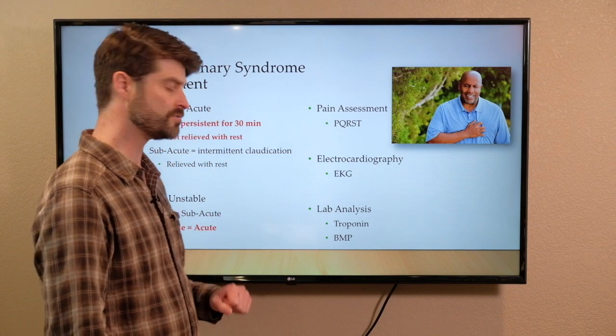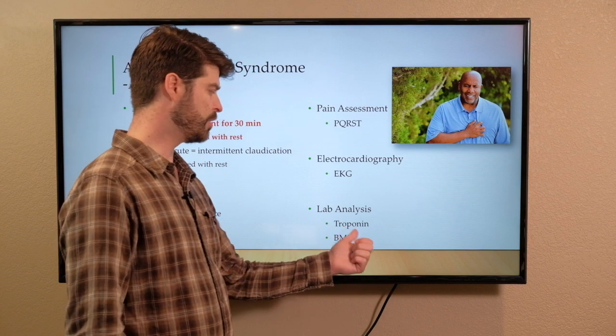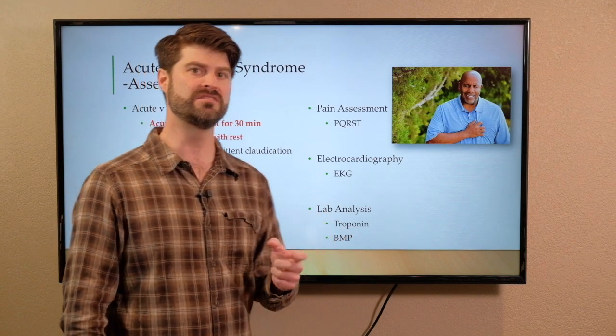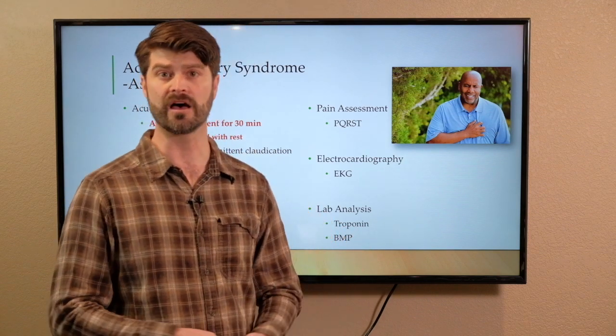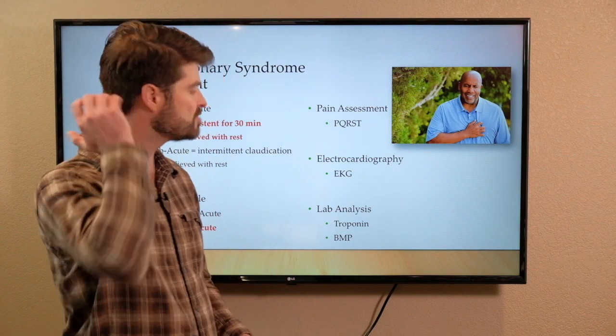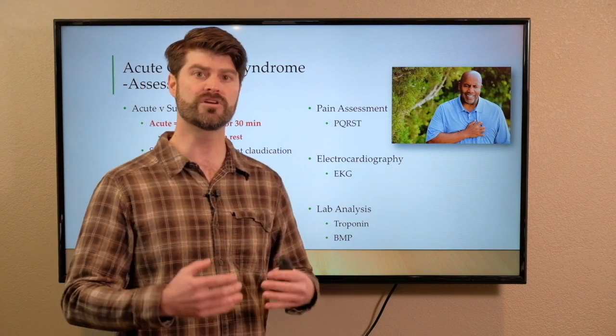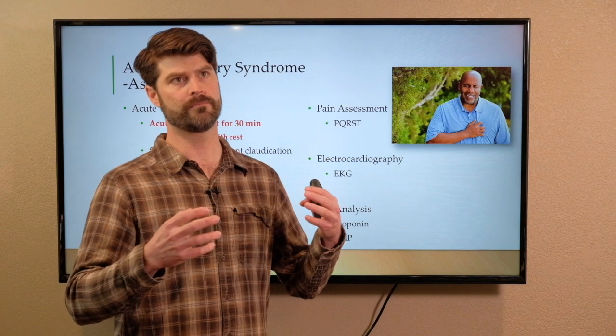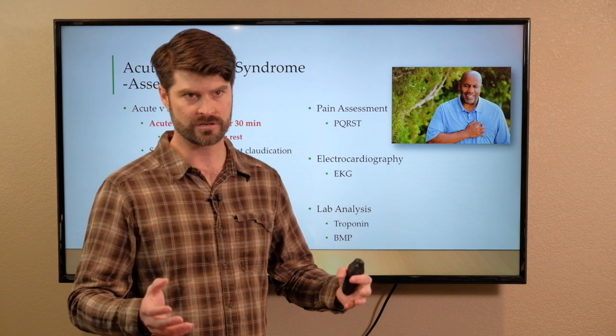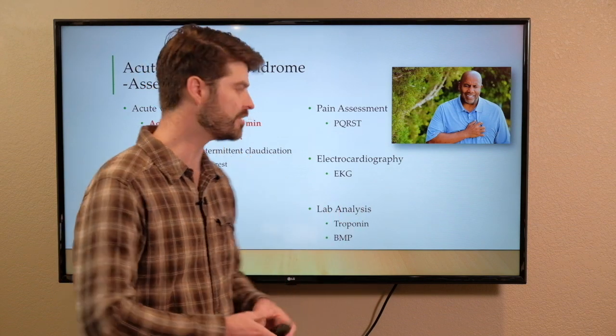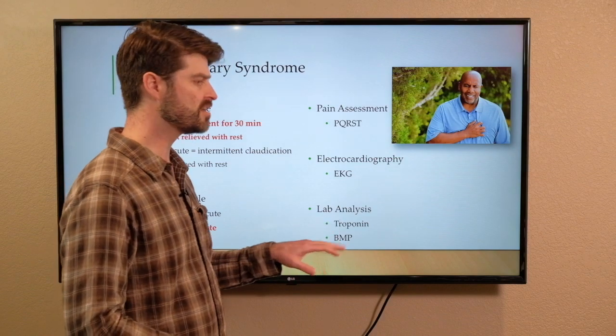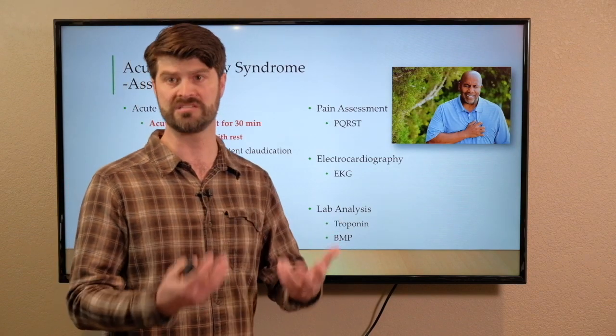And then lab values. Things we want to look for, troponin. Troponin is an enzyme, we call this a cardiac enzyme. And it's something that's released by cardiac tissue when there's cardiac tissue death. But troponin is the enzyme that's released by cardiac tissue when it dies.